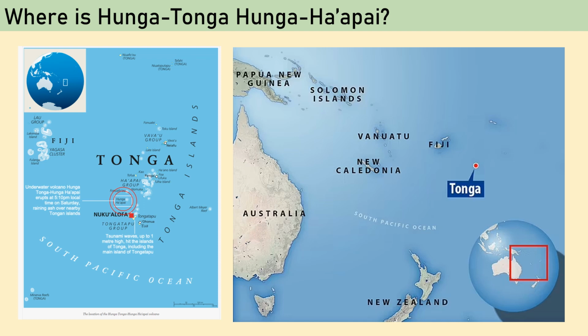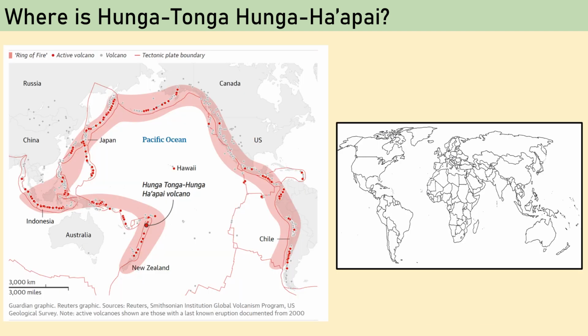Locate New Zealand first, and then see if you can locate Fiji, and Tonga is just to the southeast of Fiji. Maybe do a little star on your map to mark where it is now. Another thing you might want to do on your map is use a highlighter to outline where the Ring of Fire is and locate Tonga within that.